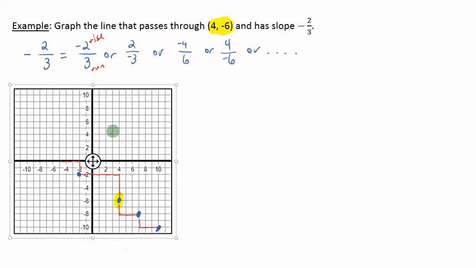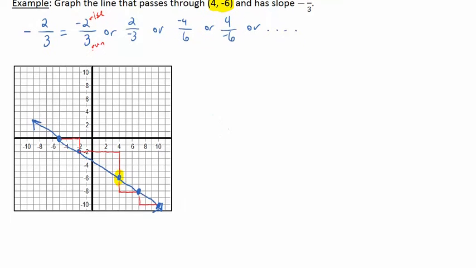You get the idea. You can use your slope from any point on the line to get another point on the line. And I'll try my best with my tablet here to connect these dots, these points, to get a semi-straight line. So this is the line that passes through 4, -6 and has a slope of -2/3.